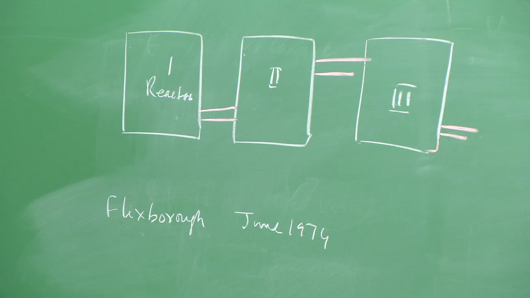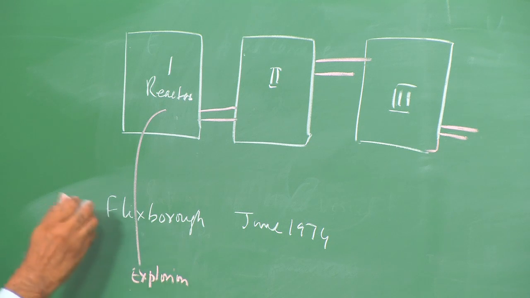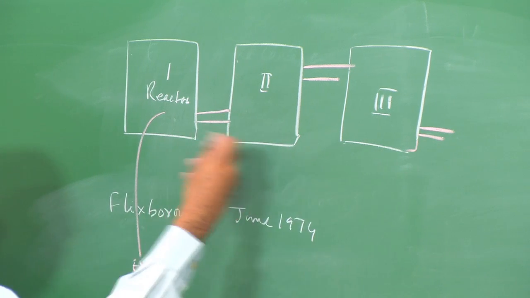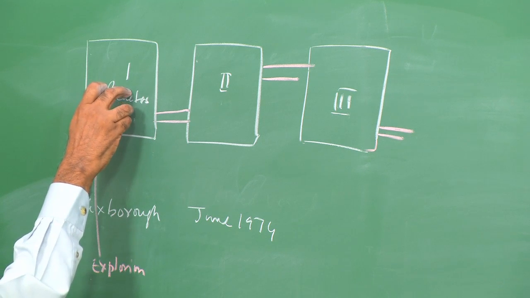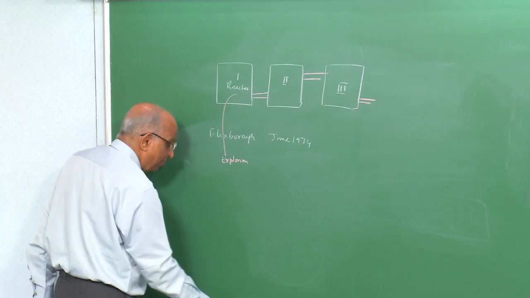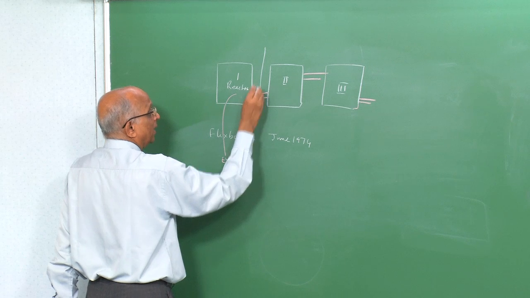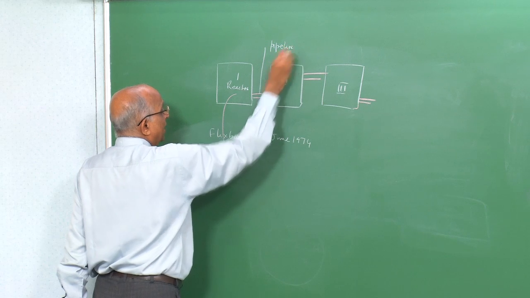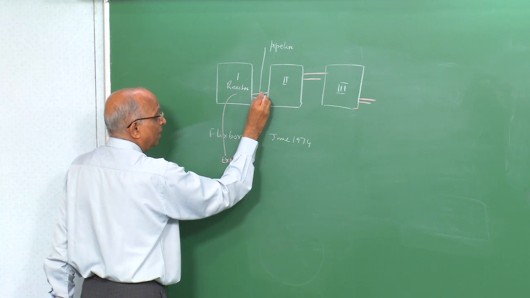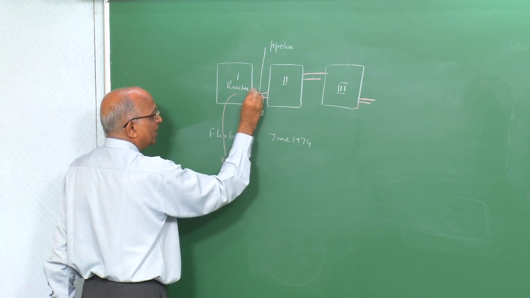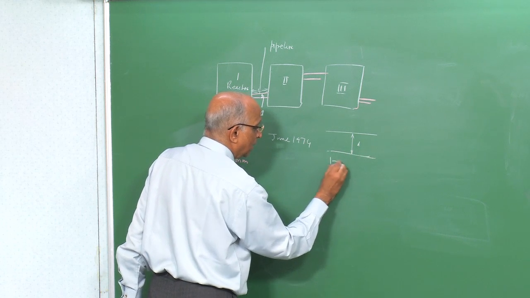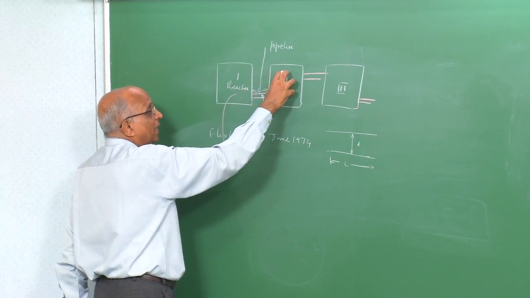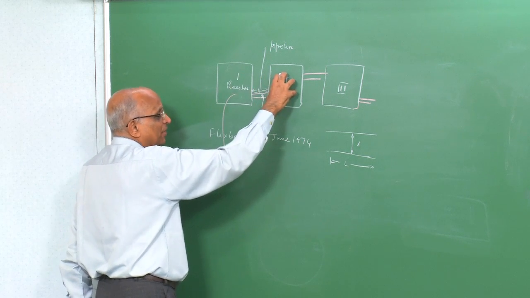Now the question is, supposing by chance in one of the reactors there is an explosion, I don't want my entire plant to get damaged. I would like to still protect my second reactor and third reactor, and somehow ensure that the explosion from reactor 1 does not get into reactor 2. I'm interested in designing the pipeline which connects my different reactors such that its diameter is D and its length is L, so that an explosion from one reactor does not get into the next. Even if this one explodes, can I still save the other? This is the question.